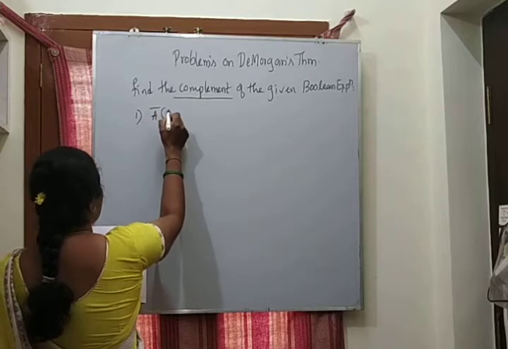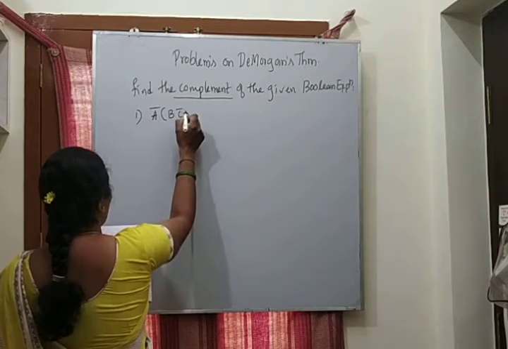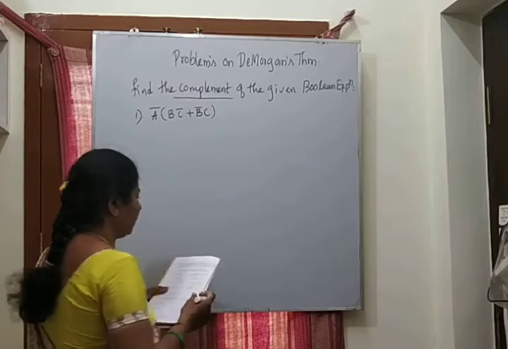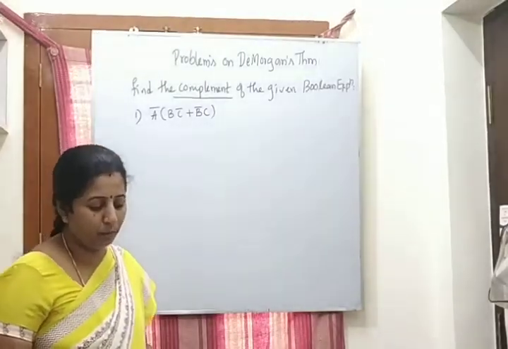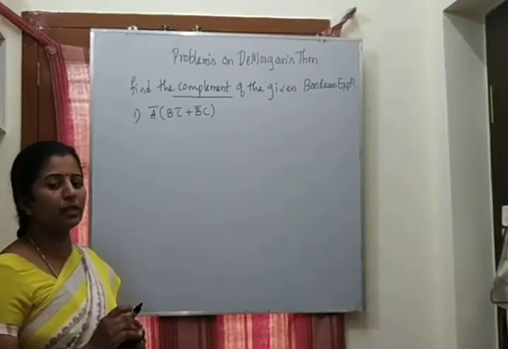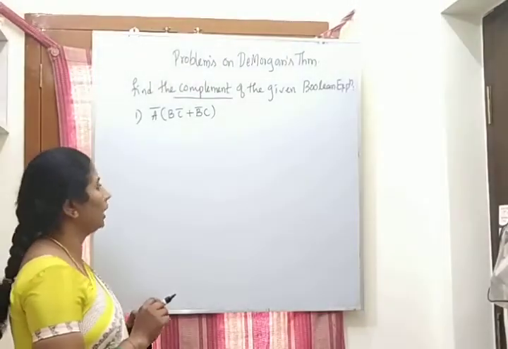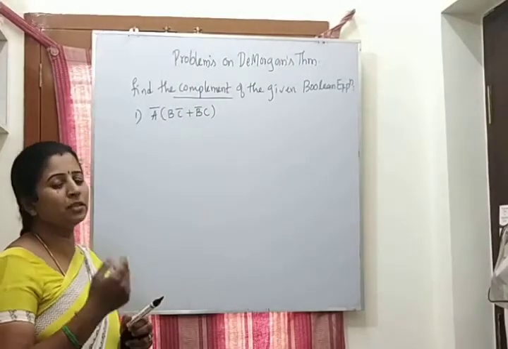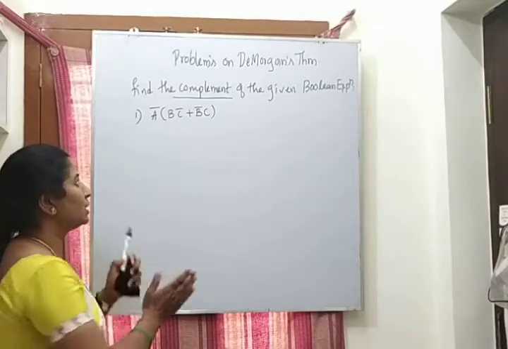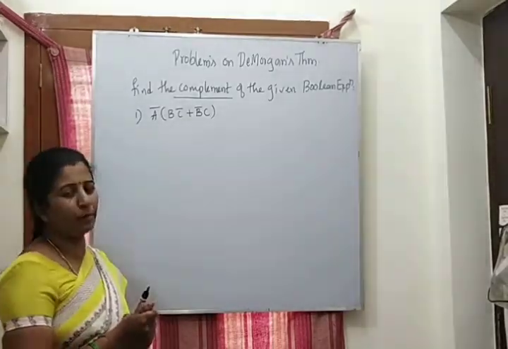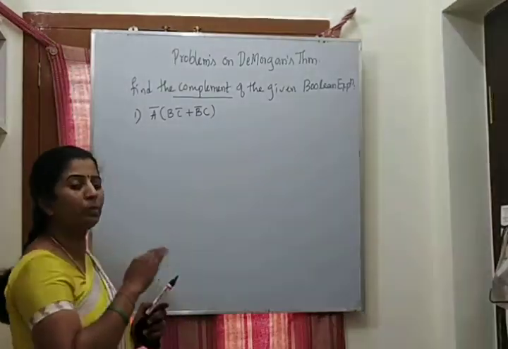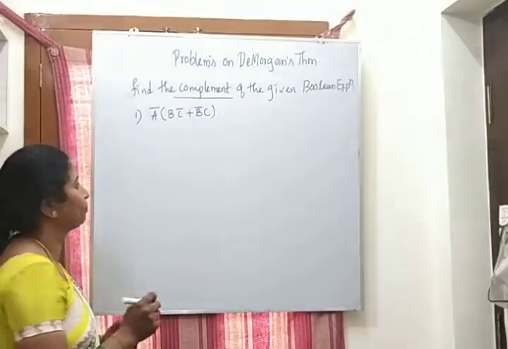A complement of B, C complement plus B complement C. Here, this is the given problem. We need to find only the complement. First, we'll solve 4 problems with only the complement. Then in the next session, we'll move to simplifying the given Boolean expression. First, I will find only the complement for this one. And for your practice, you can use the same problems for the simplification also.